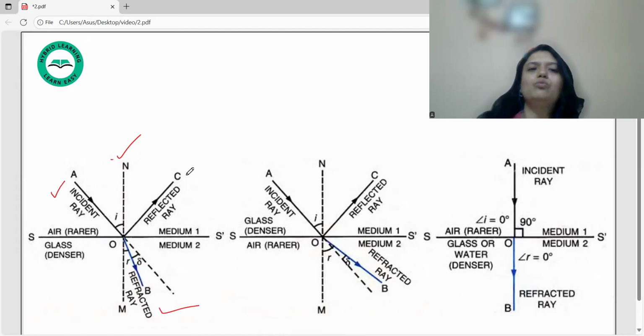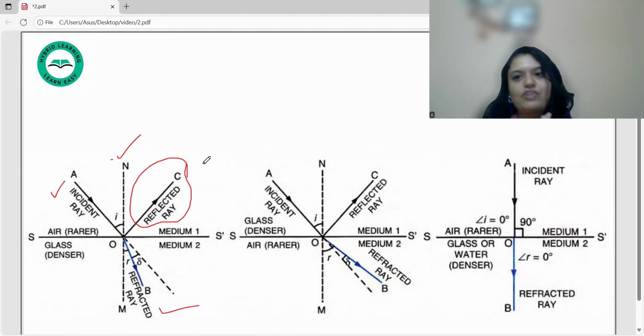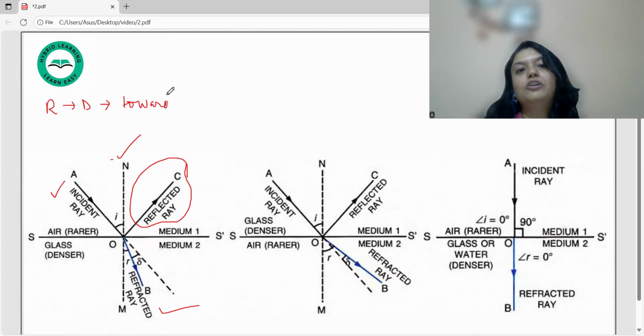So you can ask me why are we seeing this reflected ray here? So basically, whenever there is refraction of light, there will always be a part of the ray which will get reflected. It's like 2 to 5% of the ray will get reflected in the original medium. Otherwise, the rest of the rays will be coming off in the second medium. So here, when you're going from rarer to denser medium, the refracted ray is bending towards the normal.